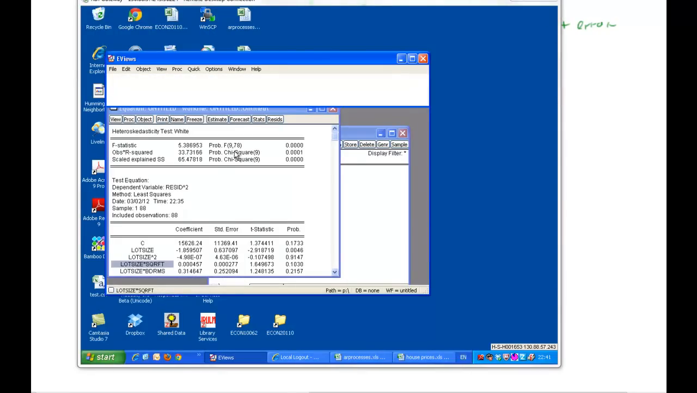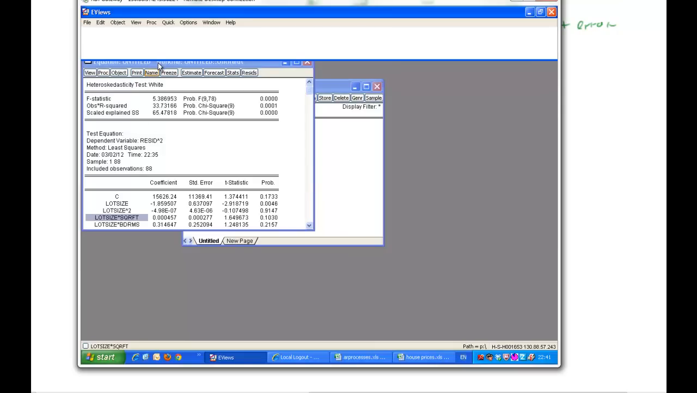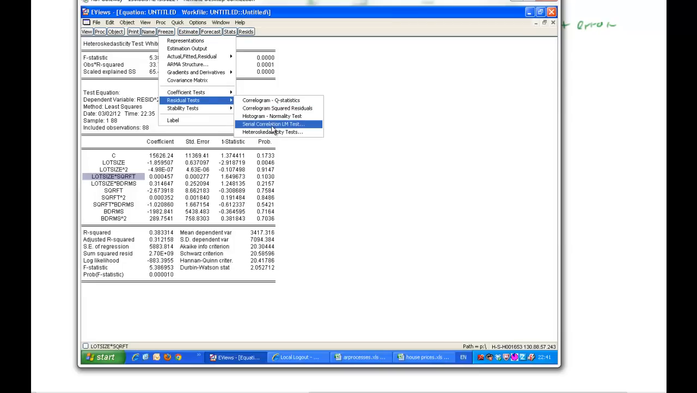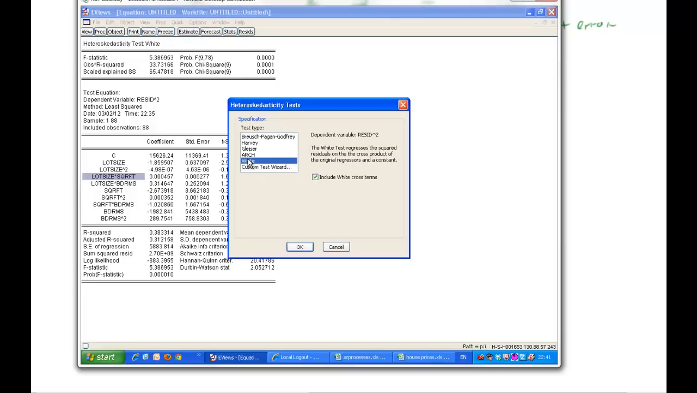Perhaps before we continue with the next question, let me elaborate a little bit on the testing here. So this was the White test with cross terms. Remember what the White test was in comparison to the Breusch-Pagan test. It gave us sort of clear instructions of which variables to use. So if we go back here to the heteroscedasticity test, the White test, the only choice it gives us is do we want cross terms or not.